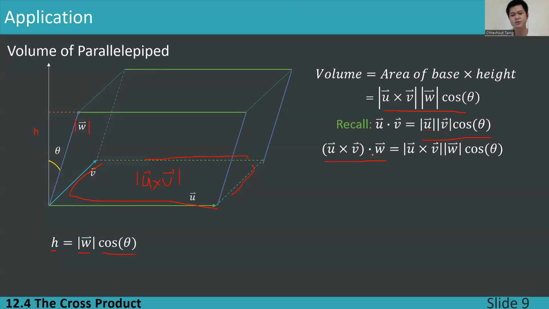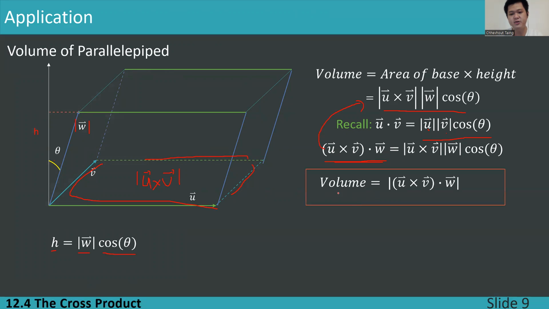U cross v dot w. And this u cross v dot w, you can just replace it. You can use this and replace this part, and you get the formula for the volume, which is u cross v dot w. And why is there an absolute value? Well, sometimes when you use this formula, you might get a negative number, and volume cannot be negative. So there's an absolute value to make sure that it is positive.